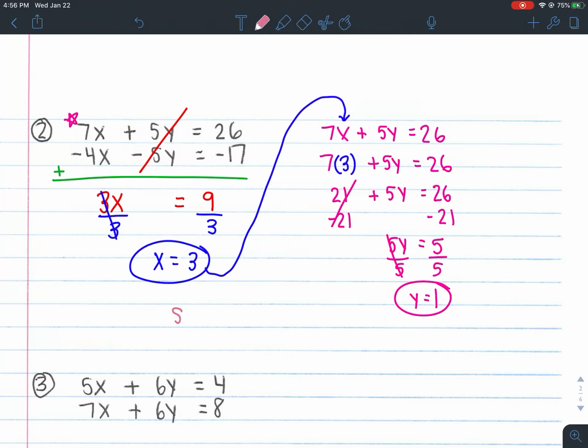Okay, so what does that mean? That means my solution is the point (3, 1). Let me just double check that. 21 plus 5, yep. And then -12.